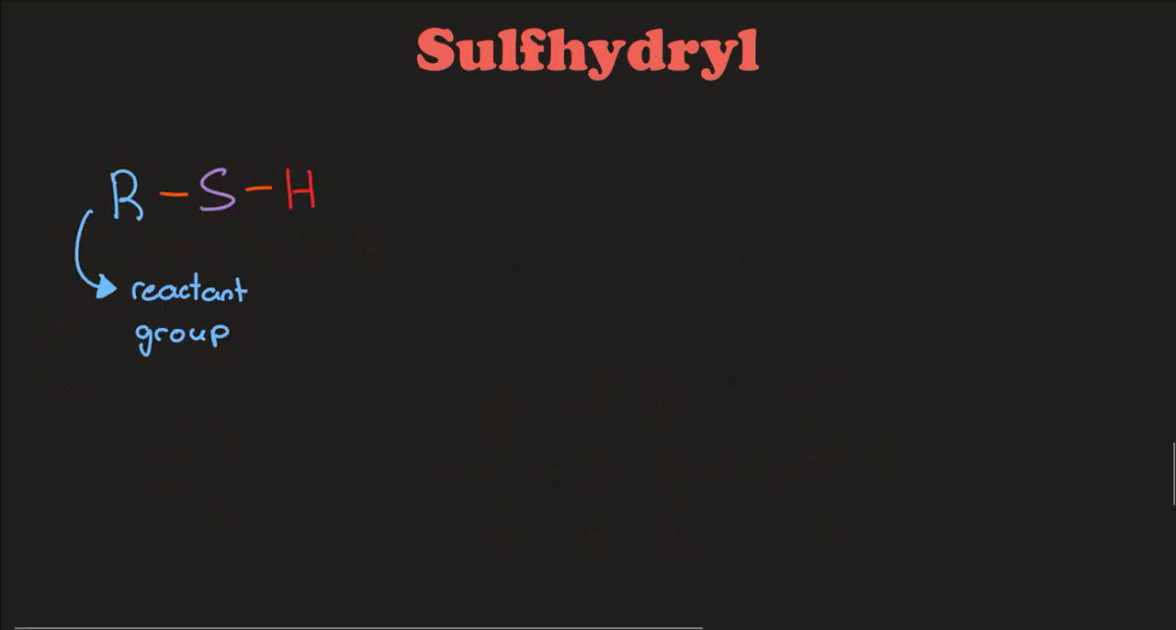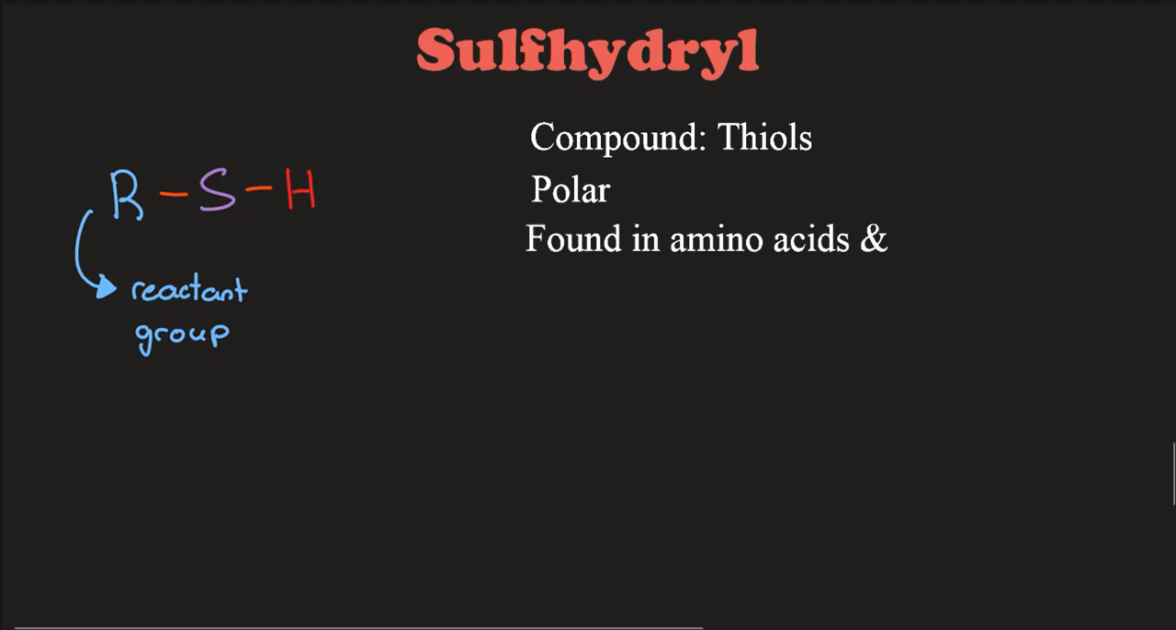Finally, sulfhydryl is the last functional group. Sulfhydryl is a part of the compounds known as thiols. It is a polar group, so as a result, the organic molecule it is bonded to also becomes polar. Sulfhydryl is generally found in certain amino acids and proteins, determining the role of the proteins it is bonded to.